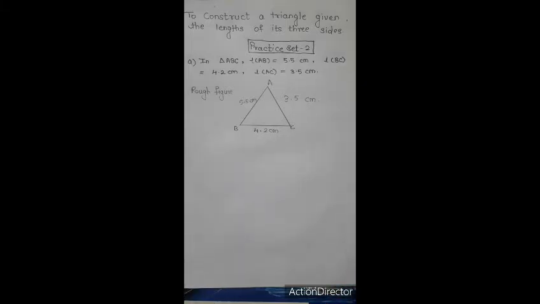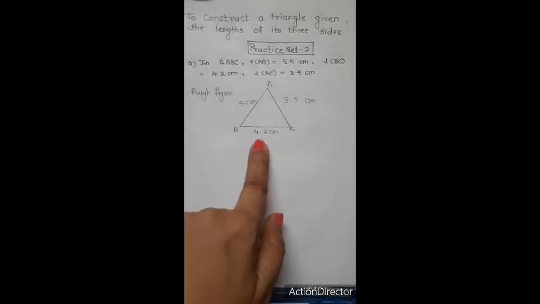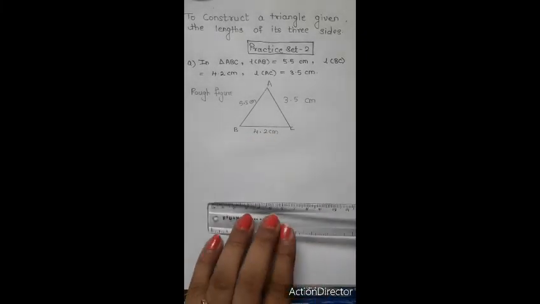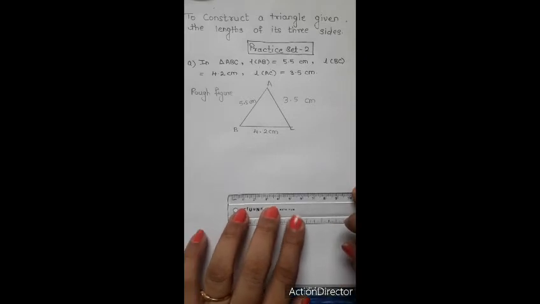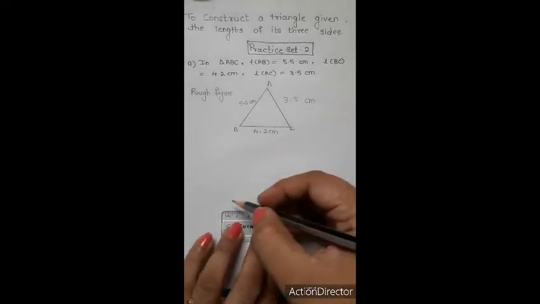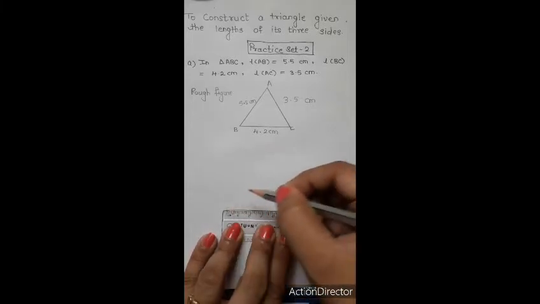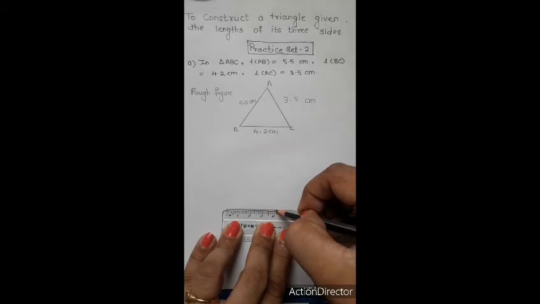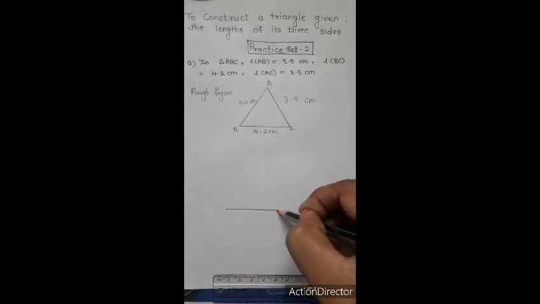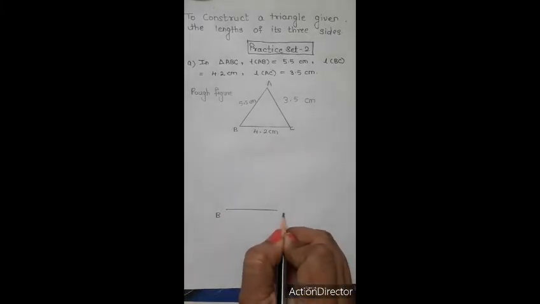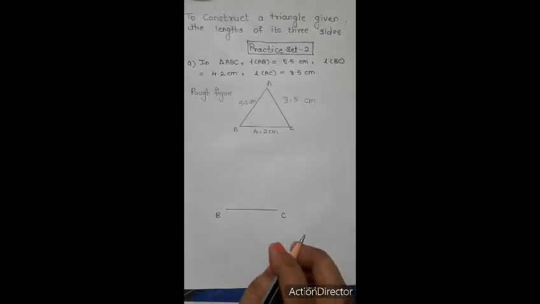Very first, we have to draw the base of the triangle, that is of 4.2 centimeters. So, with the help of a scale, first locate the 0 point and then 4.2. So draw the exact segment of 4.2 centimeters. Okay, and label it as B, and this point is C.